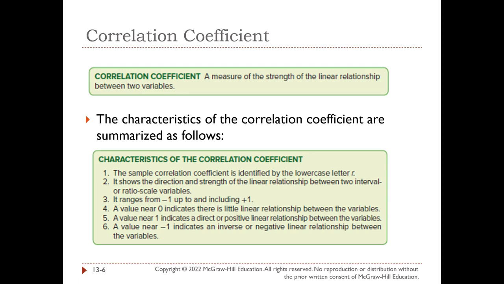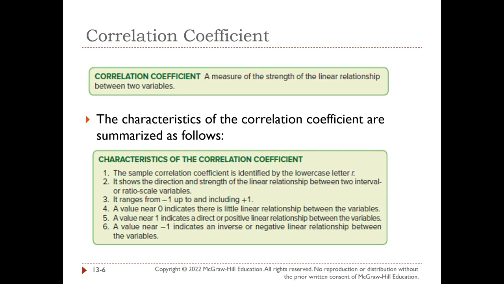A value near 0 indicates that there's little linear relationship between the variables, and a value near 1 indicates a direct or positive linear relationship. Of course, a value of -1 indicates an inverse or negative linear relationship between the variables.